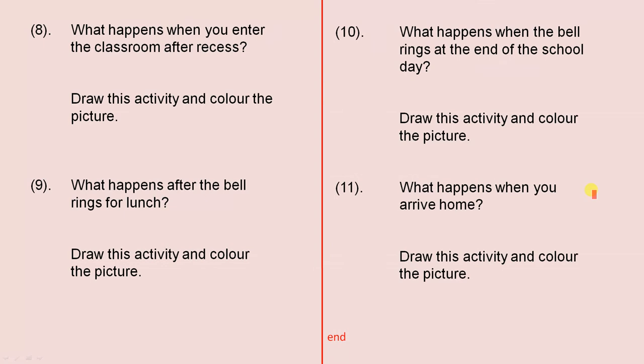And what happens when you arrive home? Draw the activity and colour the picture. So they're just examples of questions you can ask, and I'm sure you can think of many, many more.